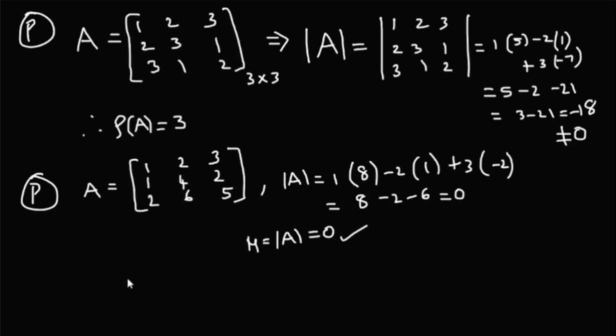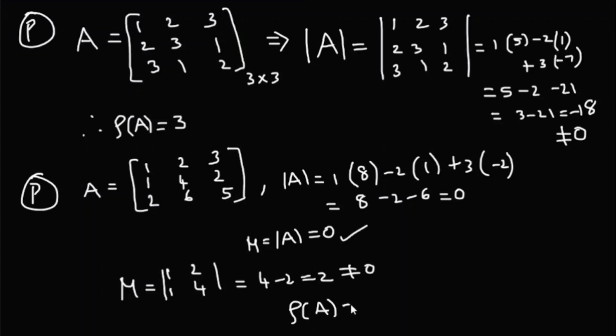Now we check for a minor of order less than 3. You can instantly find so many minors of order 2: 1, 2, 1, 4. If you take 1, 2, 1, 4, it is 4 minus 2, which is 2, does not vanish. Yes. I could find one minor of order 2, which does not vanish. And all minors of order higher than 2 are vanishing. Therefore, rank of A must be equal to 2.